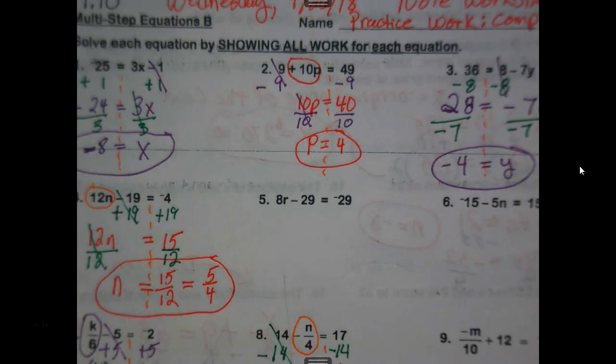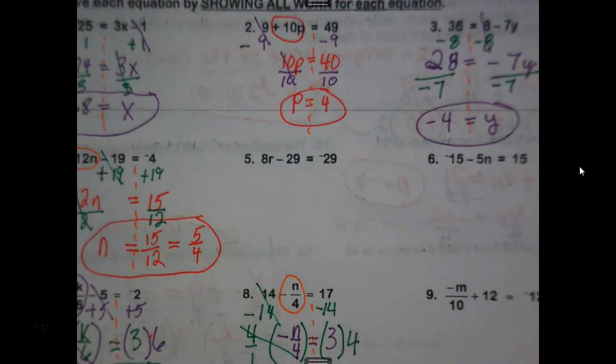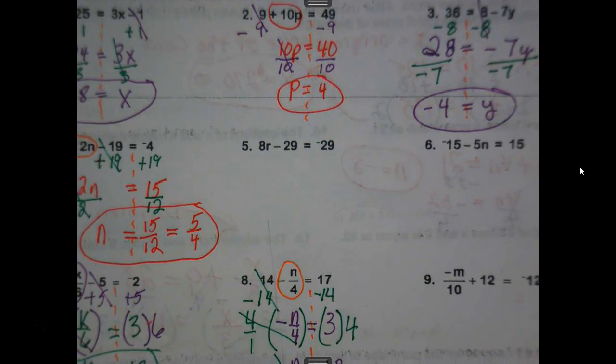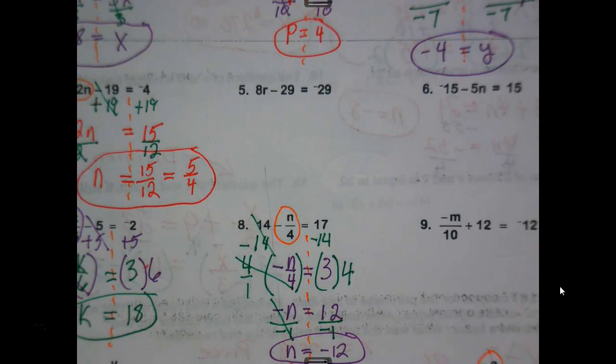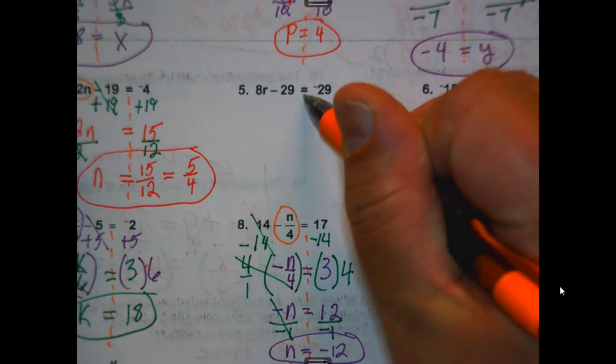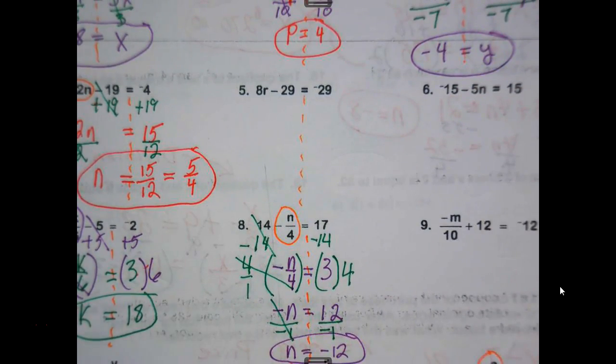This is your practice work from yesterday. Okay, this is multi-step equations, right? What's that, Joey? All right, number 5. Again, I like to put a dotted line where the equal sign is. Helps me keep things straight.